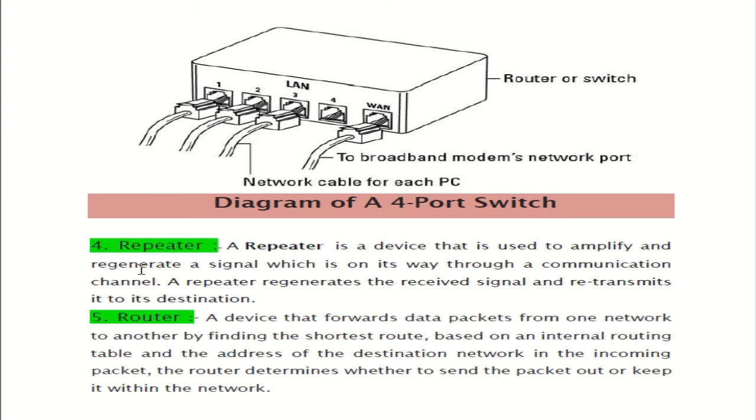Next is a repeater. A repeater is a device that is used to amplify and regenerate a signal which is on its way through a communication channel. A repeater regenerates the received signal and retransmits it to its destination. Next one is a router, a device that forwards data packets from one network to another by finding the shortest route based on an internal routing table and the address of the destination network in the incoming packet. The router determines whether to send the packet out or keep it within the network.